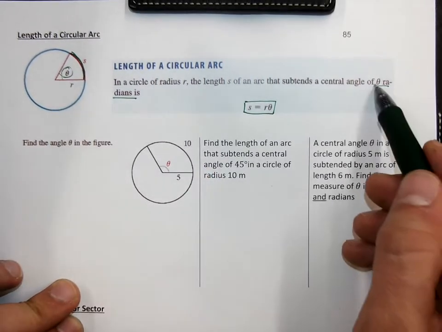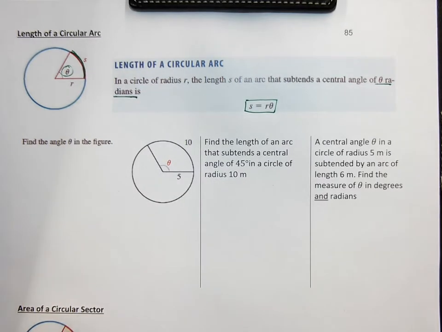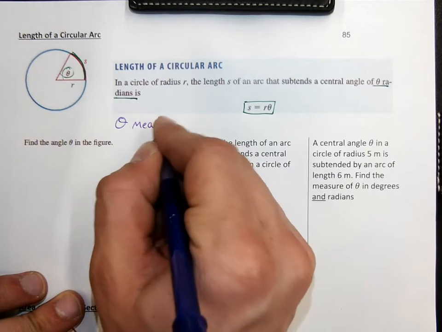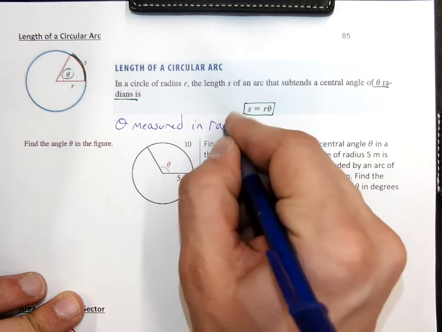You can see what I'm underlining is that theta is measured in radians in this particular equation. So if we want to use this equation, we need to make sure that whatever our theta value is, it's in radians. That's the only tricky part about this page, is that you just need to remember that theta is measured in radians.